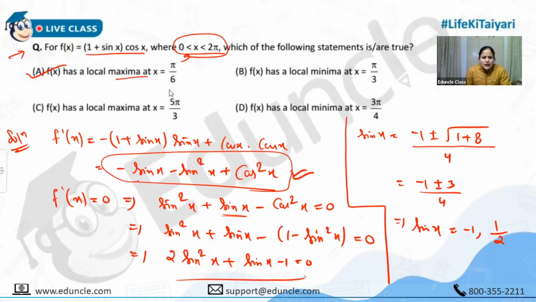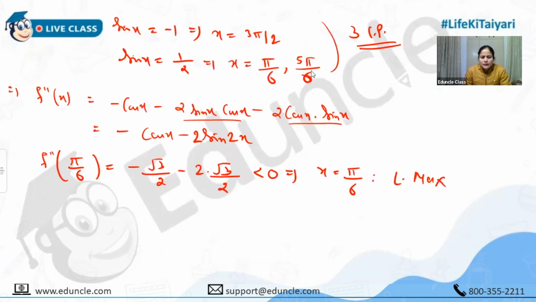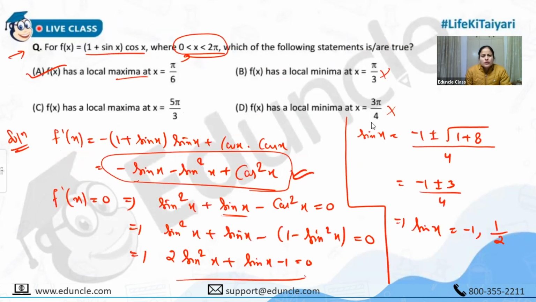Okay, then I have this point. I don't have this pi by 3, I don't have 3 pi by 4, and I think 5 pi by 3 is also not our critical point. No need to check at 3 pi by 2 and at 5 pi by 6 because these points are not in my options. So only one option is clear.